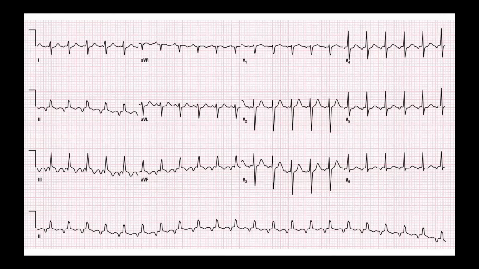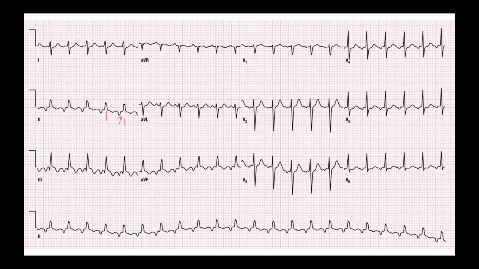This is a narrow complex tachycardia. Okay. With negative P wave all over. And heart rate about 170. So there is prolonged RP interval. Prolonged RP. Okay. So most likely atrial tachycardia. Most likely atrial tachycardia. Excellent.